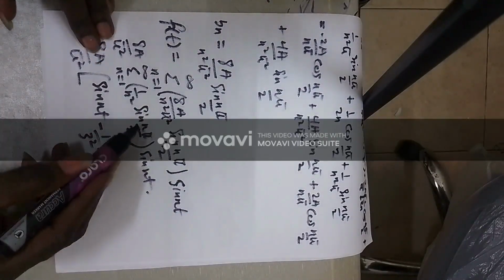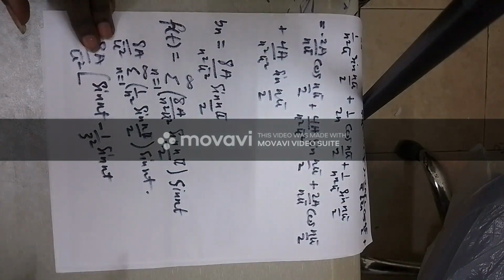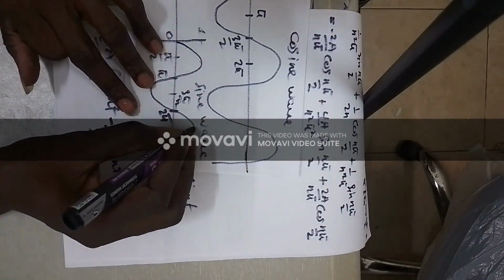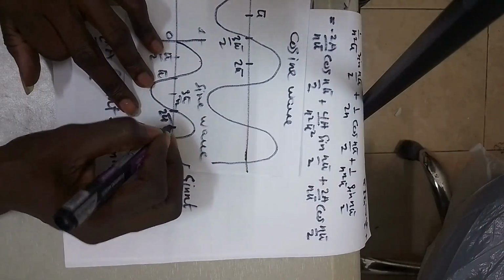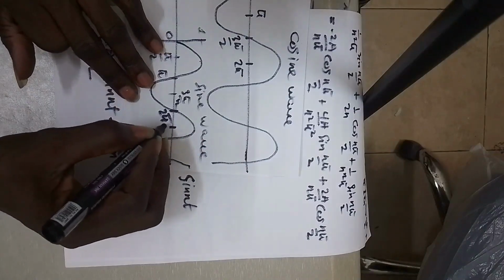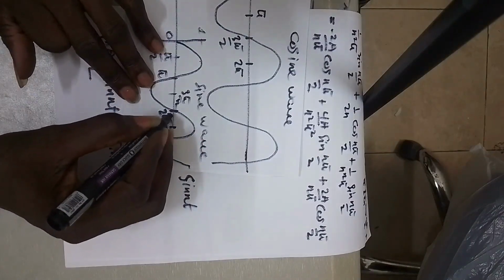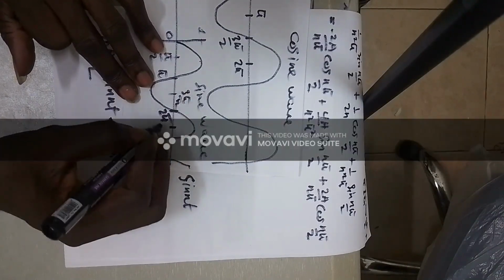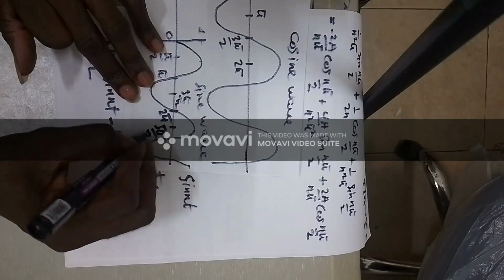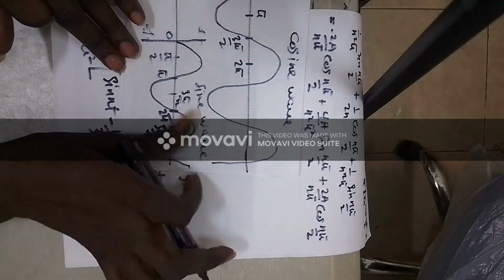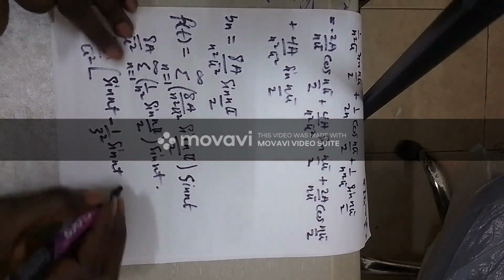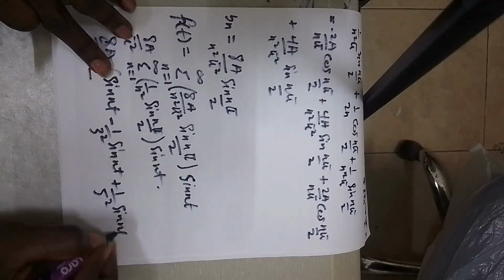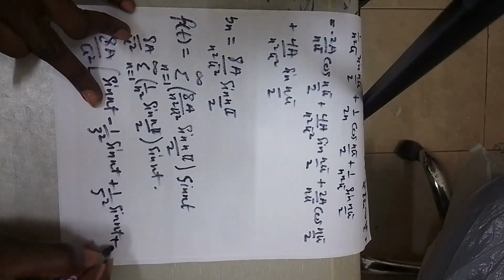If I put in 5, I'll have sine 5 pi over 2. Let's see, 5 pi over 2: here is pi over 2, here is 3 pi over 2, here is 2 pi, so here is 5 pi over 2. So sine 5 pi over 2 is 1. So that means that I'll have 1 over 5 squared, sine nt. Okay. So it will go on and on like this.